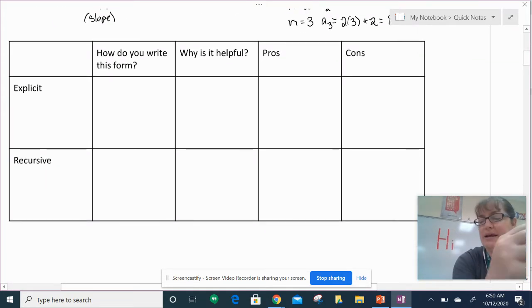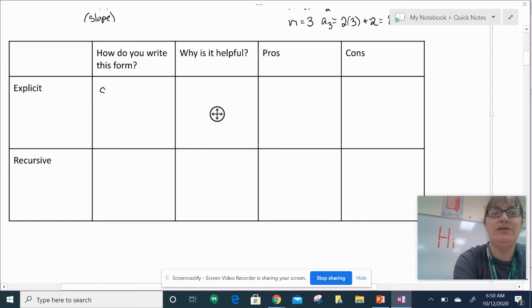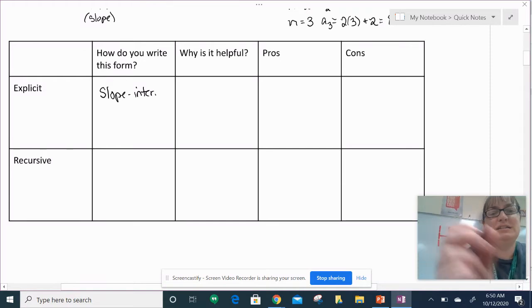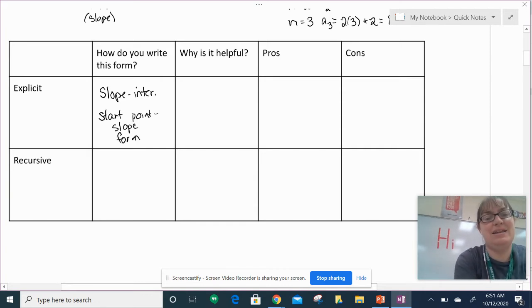The way we write explicit sequences is using something like slope-intercept form. I'm going to show you how to do that here in just a minute. But we're going to start most of the time with an explicit sequence. We're going to start it in point-slope form. So guys, that information that we learned last chapter doesn't go away. We're still going to be applying that in the next few units.